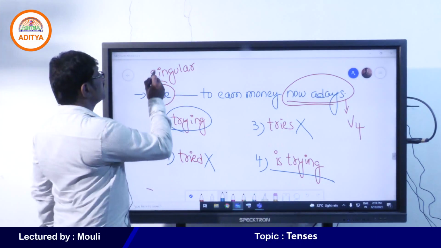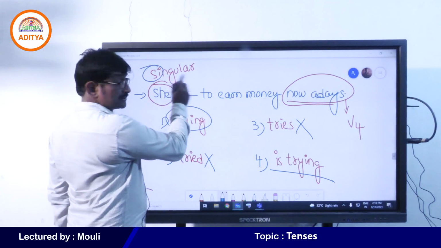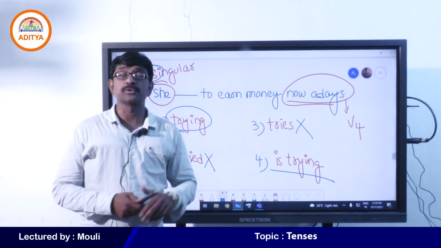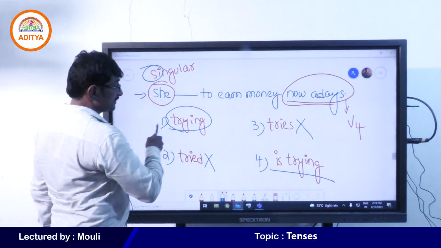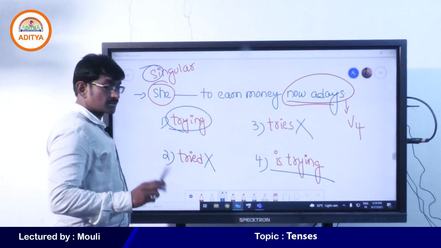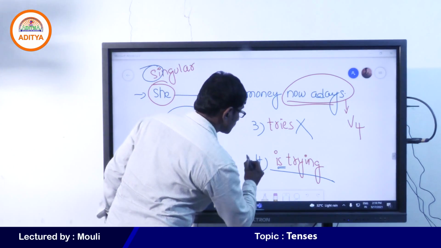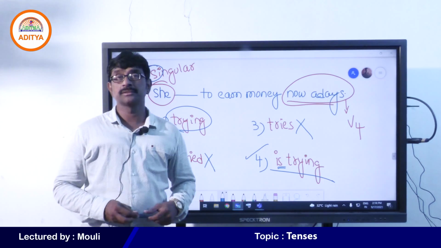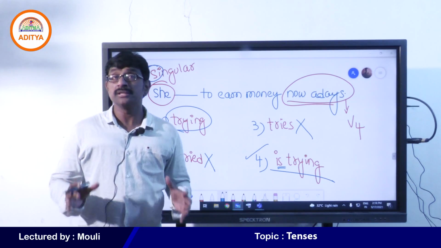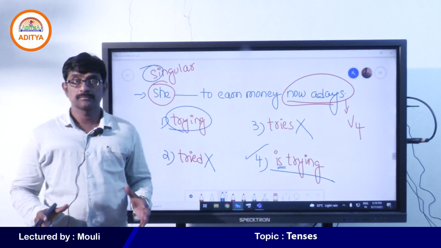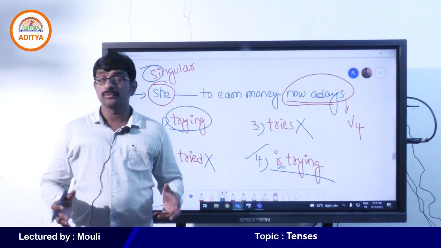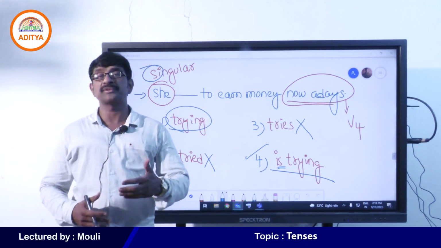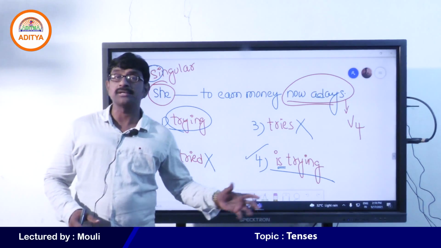A singular subject takes a verb that ends with S. Let us see here: "trying", there is no S. Here, "is", S is there. So this is the answer. She is trying to earn money nowadays. She is trying to earn money nowadays. So this is the way we can find the answer. Please write this, then I will go for the next step. Please take down these notes.